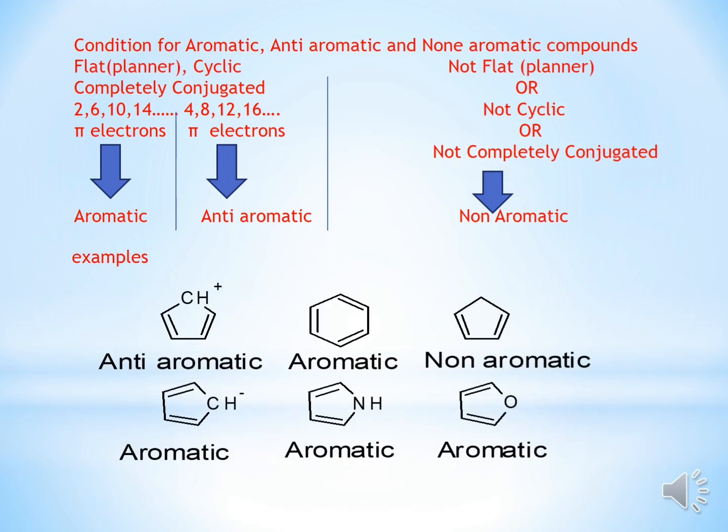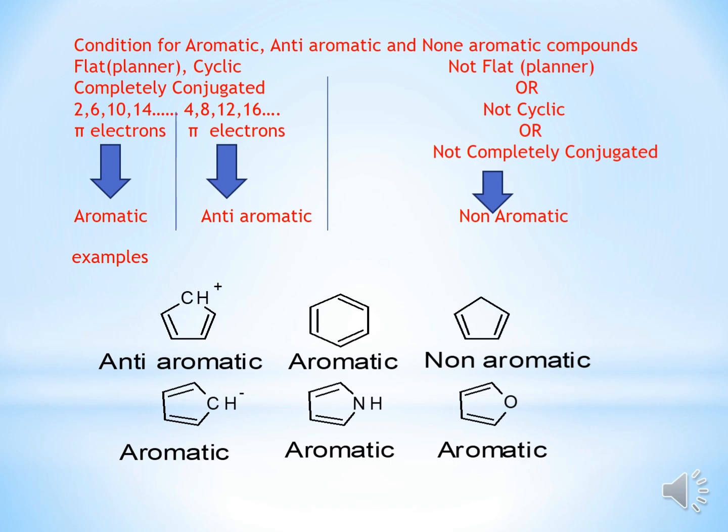Now let us see a few examples given below, whether they are aromatic or not. For the first one, it is sp2 hybridized, right? Every atom here is sp2 hybridized, so it is flat, cyclic, completely conjugated. Now we need to count the pi electrons. How many pi electrons are there? 1, 2, 3, 4. 4 pi electrons, that's why it's anti-aromatic. In the case of benzene, that is flat, cyclic and completely conjugated, so it has 6 pi electrons, aromatic.